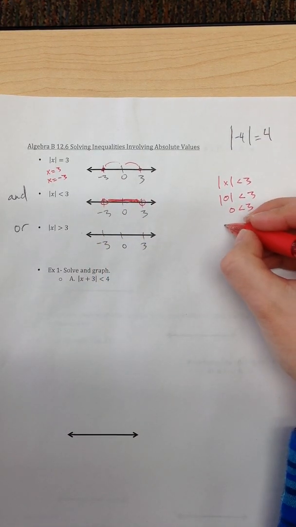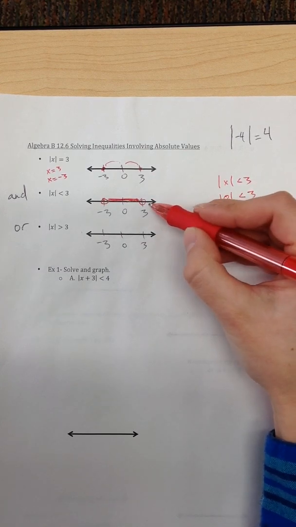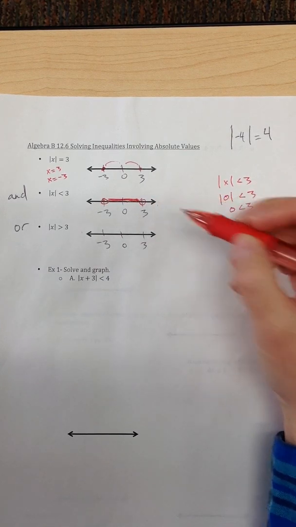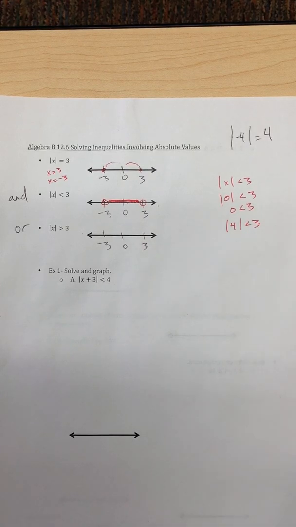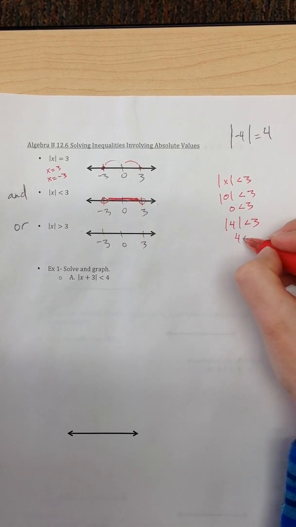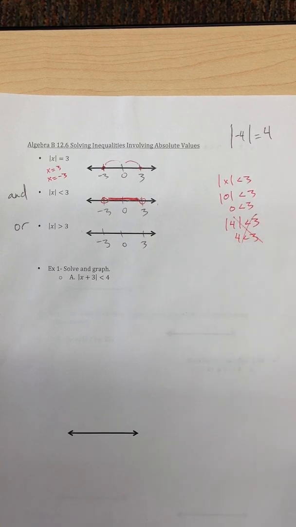Now say I plugged in a number like 4, because if I had a number line here, 4 would be over here, right? So if I did absolute value of 4 is less than 3, well, that would be 4 is less than 3. That's not true, right? So it makes sense that that wouldn't be shaded in our graph.